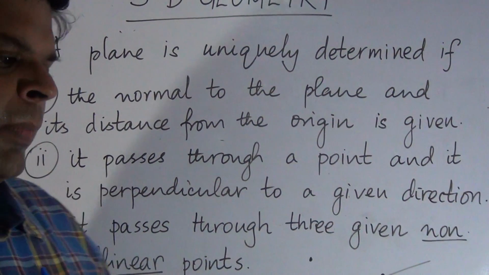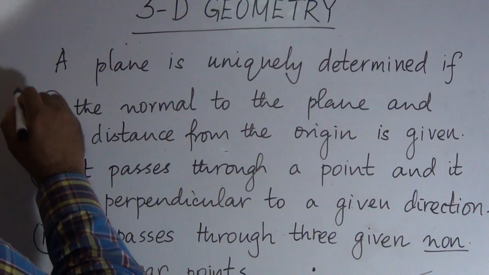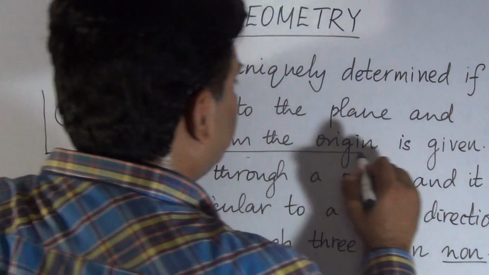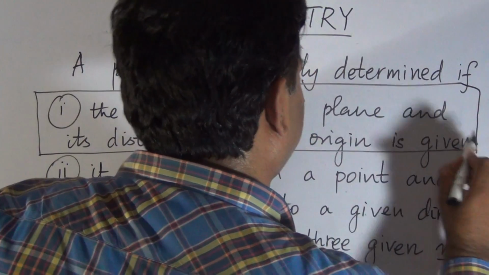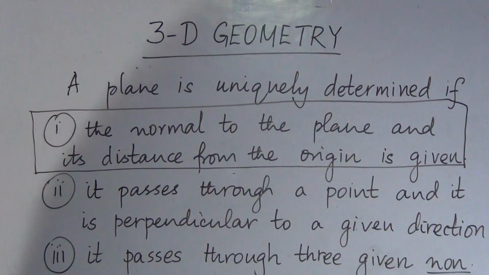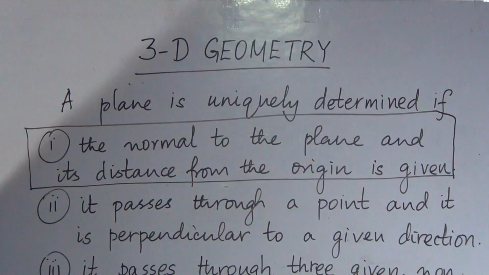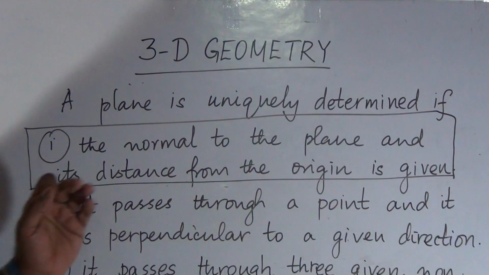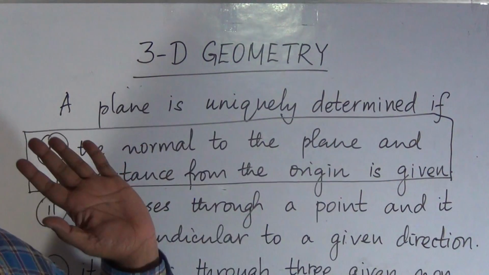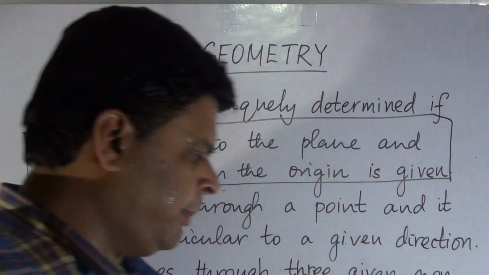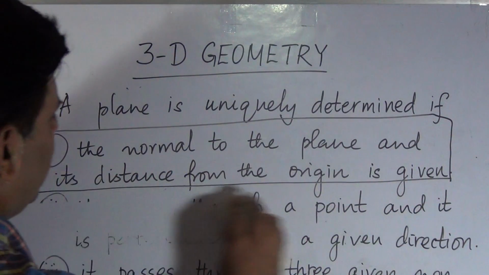So as far as this class goes, we will concentrate on the first case. We'll worry about the other 2 cases next time. So we are going to look at how to find the equation of a plane given the normal to the plane and its distance from the origin. So let's start. Equation of a plane in normal form.